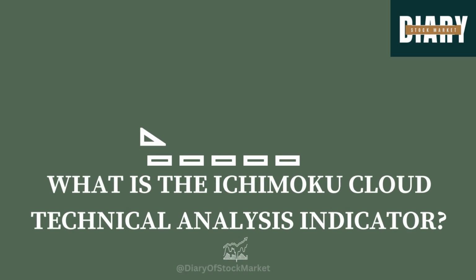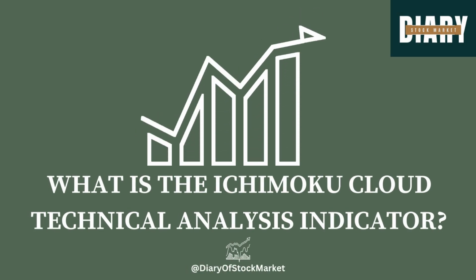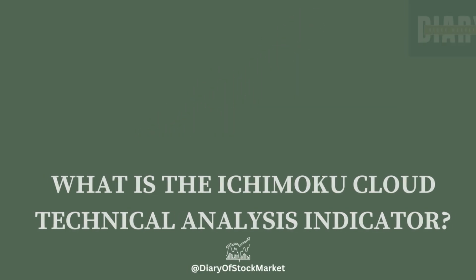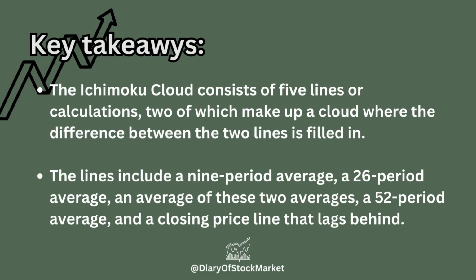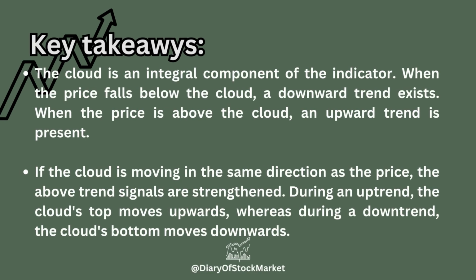For today's video, we are going to talk about, what is the Ichimoku Cloud Technical Analysis Indicator? The Ichimoku Cloud consists of 5 lines or calculations, 2 of which make up a cloud where the difference between the 2 lines is filled in. The lines include a 9-period average, a 26-period average, an average of these 2 averages, a 52-period average, and a closing price line that lags behind. The cloud is an integral component of the indicator.